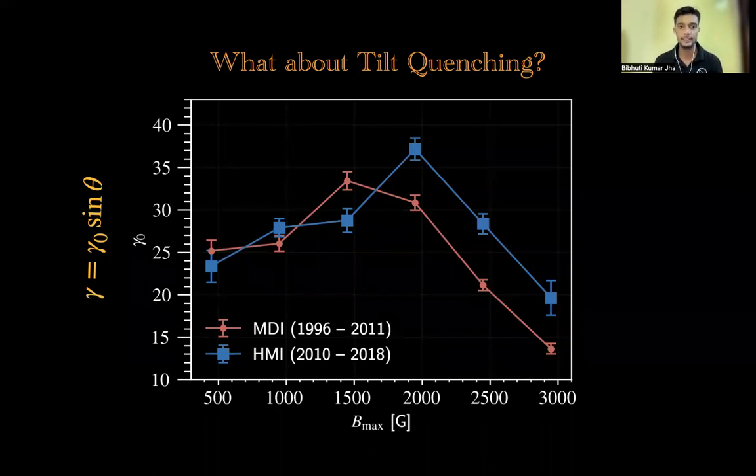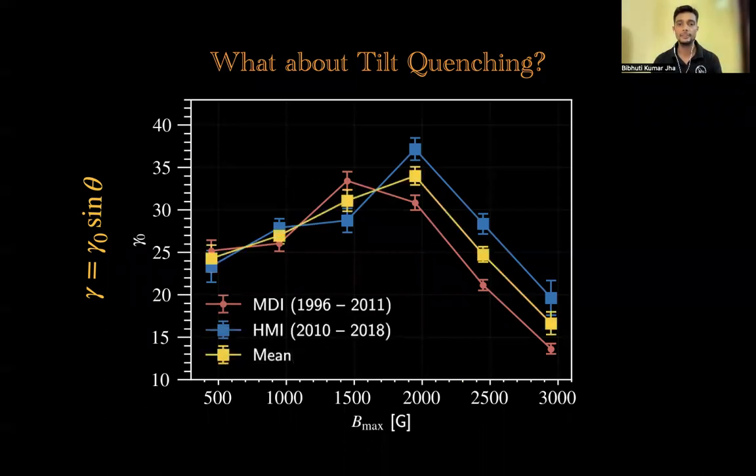As you can see here, it is initially increasing, and as we approach higher magnetic field values around 2 kilogauss, it starts decreasing. Even though we have only 3 data points, we still see an indication of tilt quenching in the data. Now, if you want to fit a model to it, we don't have many data points. So we took a Bayesian approach. Before that, we took the mean of the two data points in every bin, HMI and MDI, represented by the yellow line here.